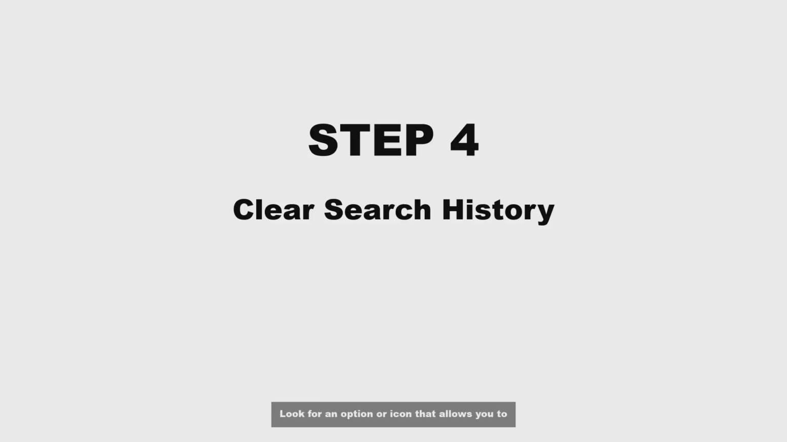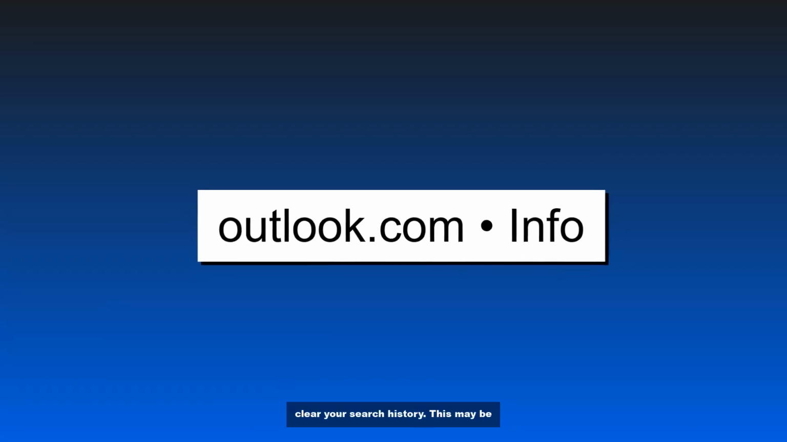Step 4. Clear search history. Look for an option or icon that allows you to clear your search history. This may be represented by a clear button or an X next to individual search entries. Click on this option to remove the search history.